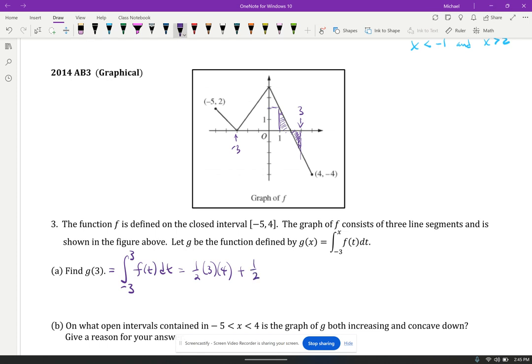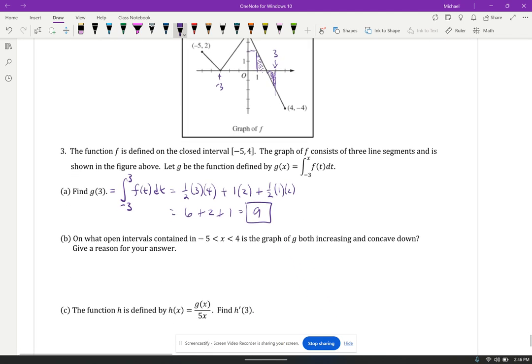So once I find this, I'm done. I'm going to do a trapezoid. So 1/2 times, well, maybe not. Maybe I'll do a rectangle and a triangle. Base times height plus base times height divided by 2, 1/2, 1 times 2. So, final answer here. This is 6 plus 2 plus 1, and that's going to give me 9. I found the g value, but g was defined as a definite integral. I was still able to figure it out. Okay, let's do the next one.